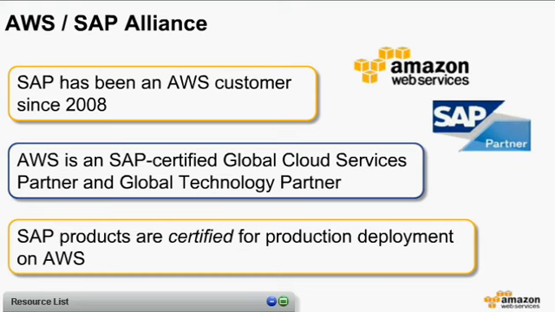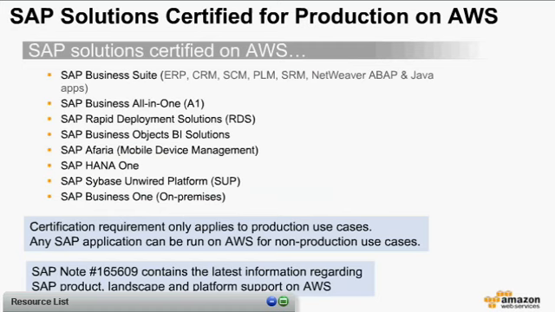Back in 2008, we started working with them to certify many of the products that you run in your own environments to be able to run on our platform. We're pleased to say that now all SAP products are certified for production deployment on AWS. This slide lists a bit about those. Business Suite, your core ERP system, is fully supported on the AWS platform. That includes basically anything that is deployed on a NetWeaver stack, whether it's ABAP or Java.